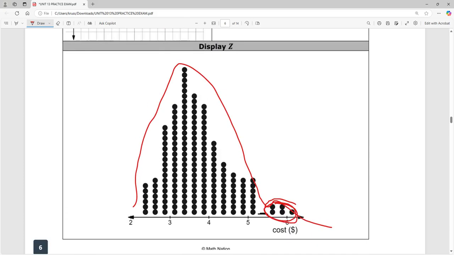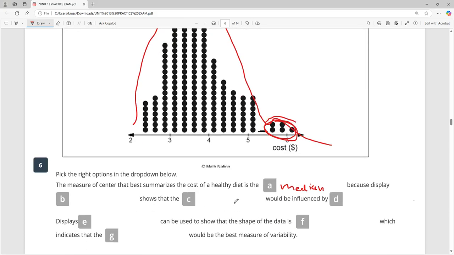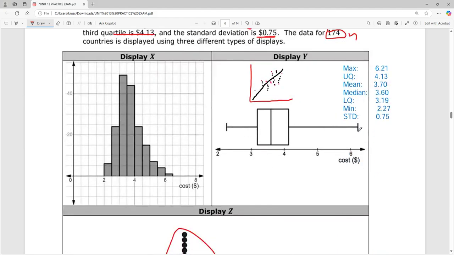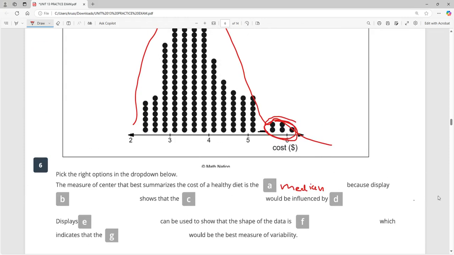because the display, what display, the Y display, right? Because display Y shows us this and this, right? That the data is skewed by this maximum.